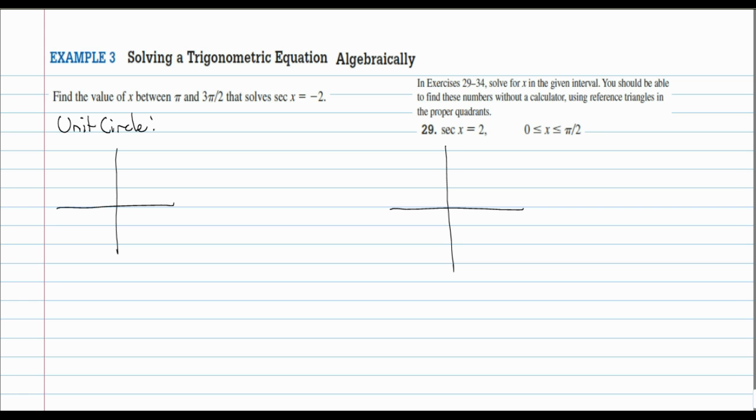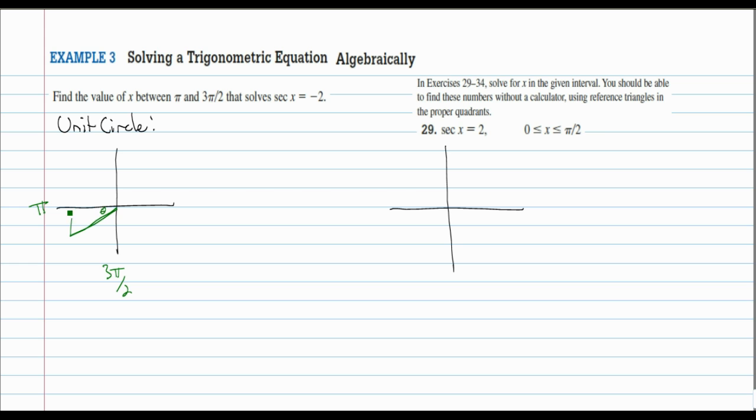memorizing all of my trig values and understanding the patterns of trig values too. So if I picture the unit circle, I can figure out what my answer is going to be, and that way it makes more sense as to what's going to happen in the problem. So I'm looking for a value between pi and 3 pi over 2. Well, on the unit circle, pi is here and 3 pi over 2 is down here. So I'm looking for some angle, some reference angle, whose secant is -2.